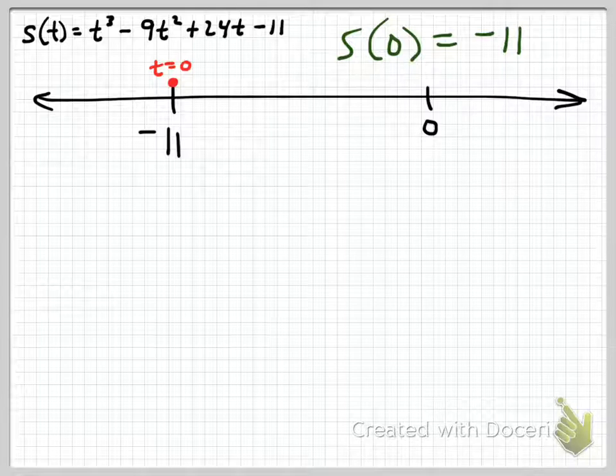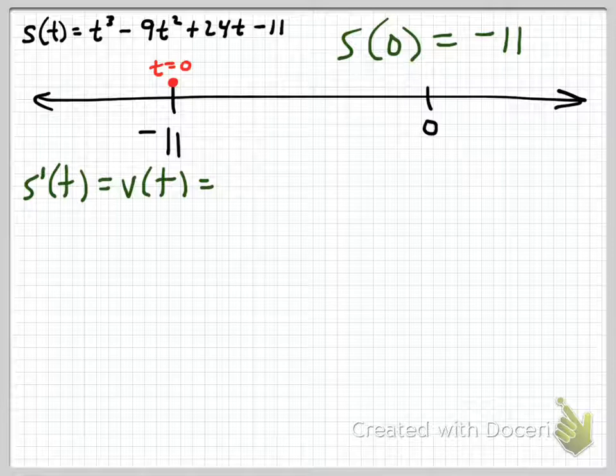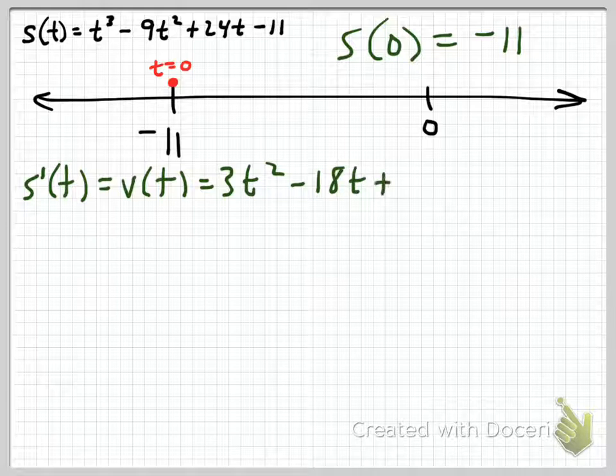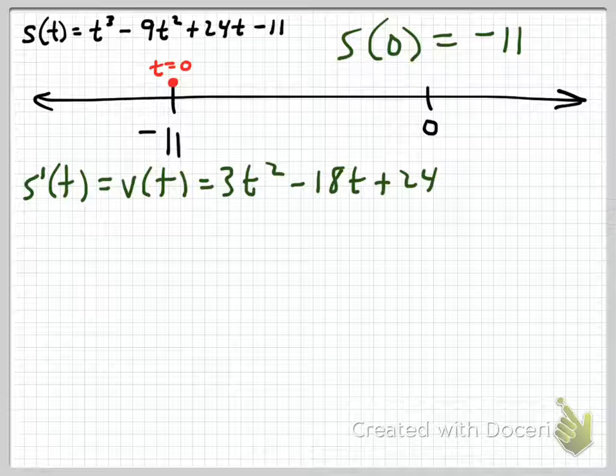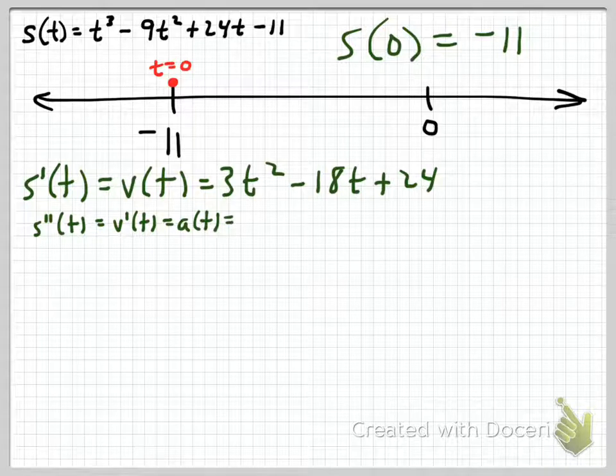Okay, and so let's go ahead and take the derivative of s of t. Now the derivative of s of t, we know that to be the velocity. Okay, so the velocity is 3t squared minus 18t plus 24, and let's go ahead and find the acceleration as well. Acceleration is the second derivative of the position, or the derivative of the velocity. Okay, so the acceleration would be 6t minus 18. Okay, so 6t minus 18.